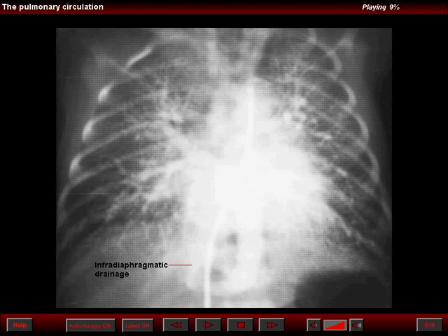This is finally a case where there is an infradiaphragmatic venous drainage of a patient with total anomalous venous return. The contrast fills the right atrium, so therefore a right to left shunt is produced.